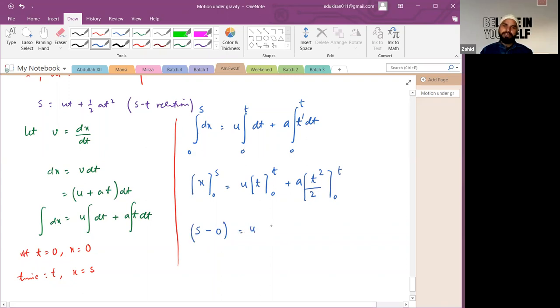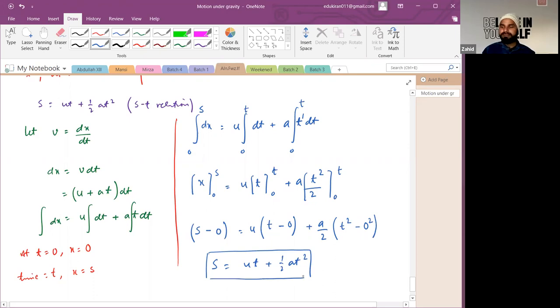U, put the upper limit to be t, lower limit 0. So it will be t minus 0. A over 2 as coefficient or constant terms, take it outside. T squared, so put the value of t as this term, so it will be t squared. And put the value of t to be 0, so it will be 0 squared. So on solving it, you will get s is equals to ut plus half times at squared. So this will be your final expression.